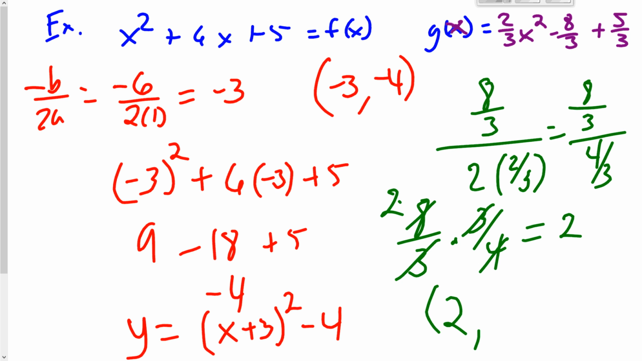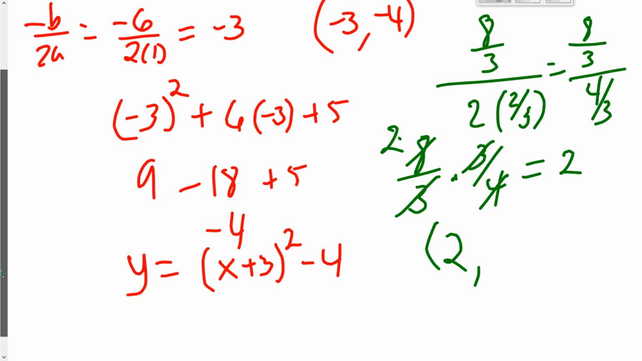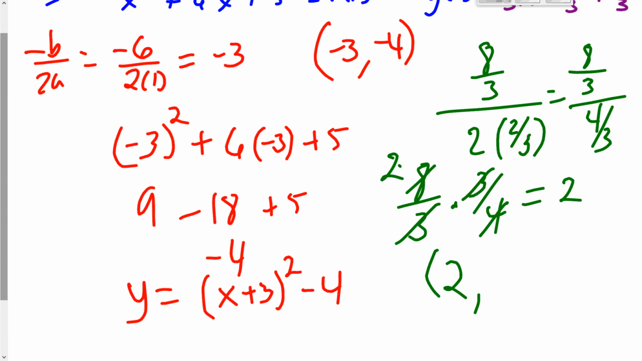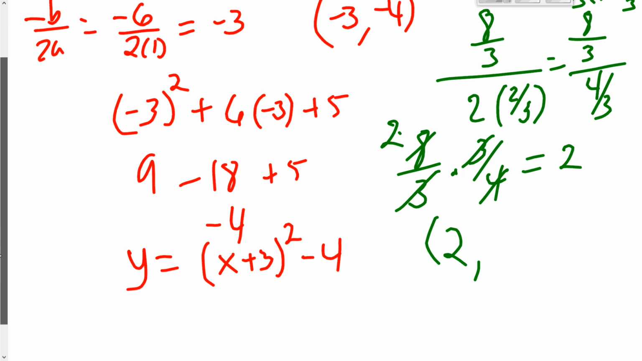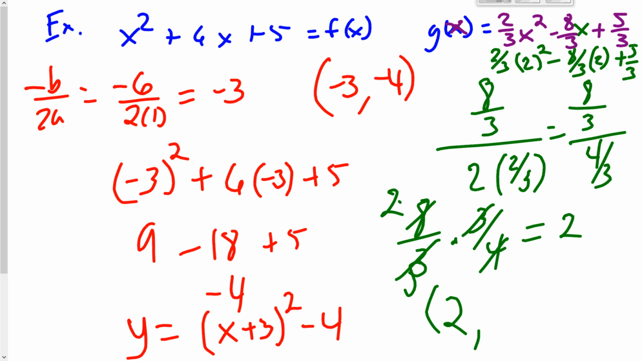And then we can plug that 2 back into our equation, which I need, so I'll keep it back here at the top. So we're going to square 2, then times it by 2/3, then take an 8, oh, there should be an x here, then take negative 8 thirds and times that by 2, and then we're going to add 5 thirds at the end. So 2 squared is 4, 4 times 2 is 8, so 8 thirds.